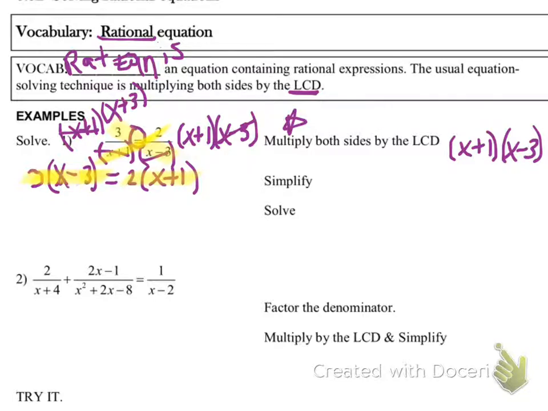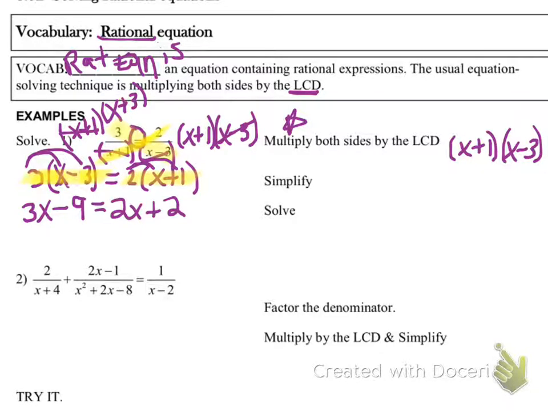So now step 2 is to simplify. That just means let's distribute. 3 times x is 3x. 3 times negative 3 is negative 9. 2 times x is 2x. 2 times 1 is 2.